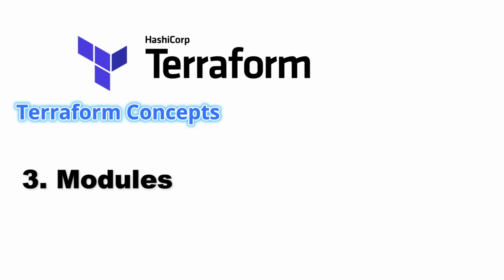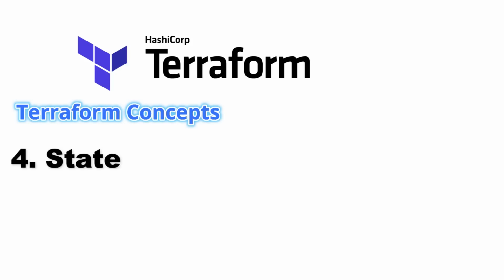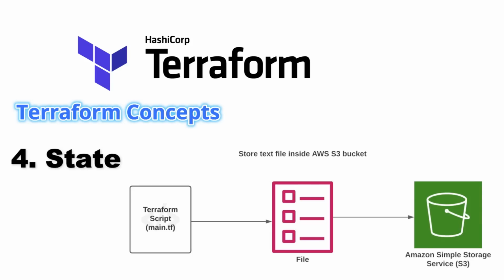Modules. Modules are reusable pieces of infrastructure that can be used to create complex infrastructure configurations. Modules can be shared and used across different projects. State is a file that records the current state of infrastructure. Terraform uses state to determine what changes to make when applying updates.